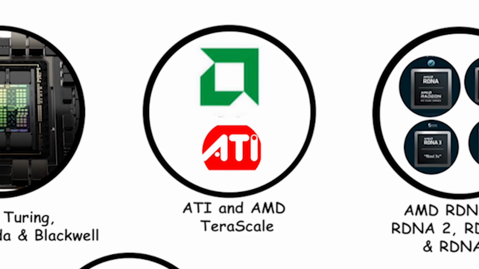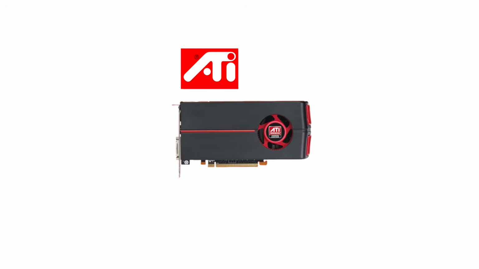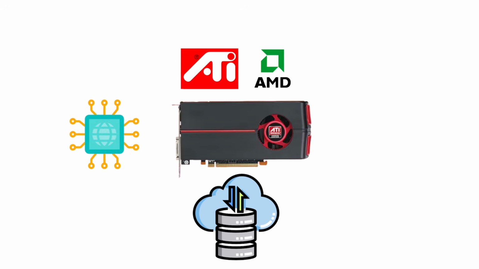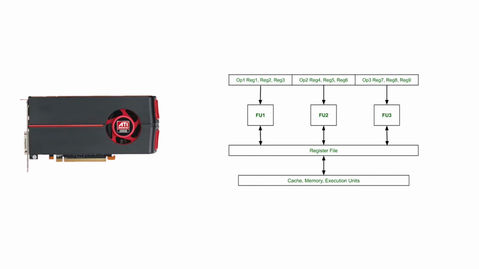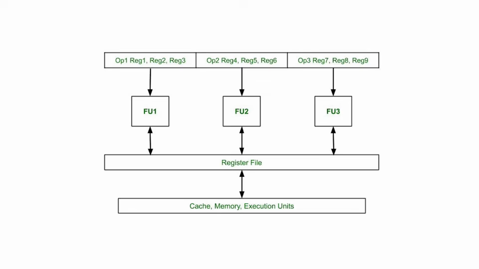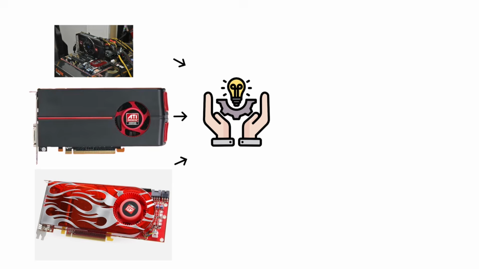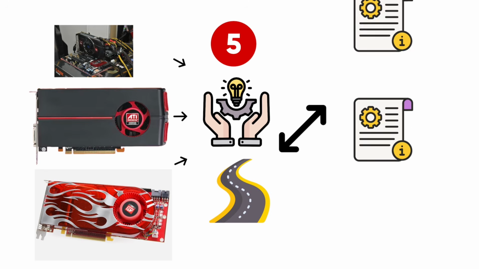ATI and AMD Terascale. Terascale was ATI's and later AMD's last major architecture before Graphics Core Next. It used very long instruction word-style shader cores. In very long instruction word, each instruction packs several independent operations that must all be executed in the same cycle. Early Terascale parts used 5-way very long instruction word groups.